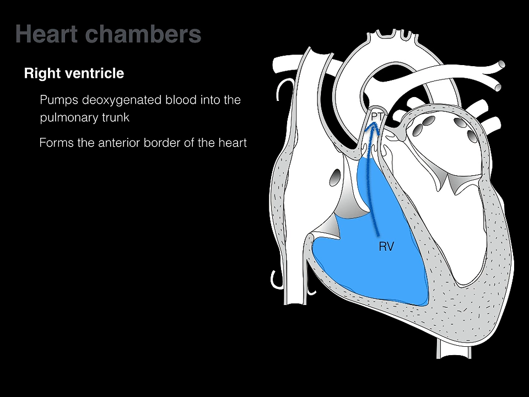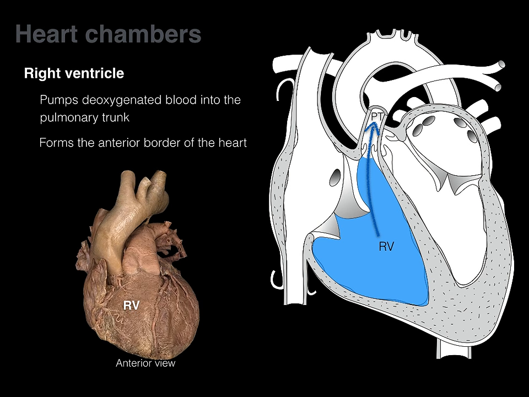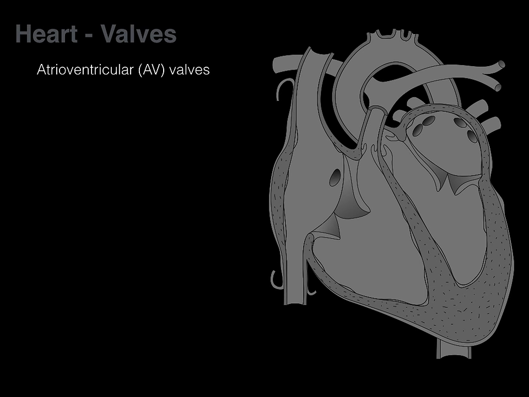And the right ventricle forms the anterior border of the heart. So if we look at this picture, there's an anterior view, and I've outlined the right ventricle. It's the chamber that forms primarily the front of the heart that touches the rib cage and sternum. So let's now take a little detour from the heart chambers and now talk about heart valves. There's really two types of valves, atrioventricular valves and semilunar valves. We're going to start with the atrioventricular, or AV valves.